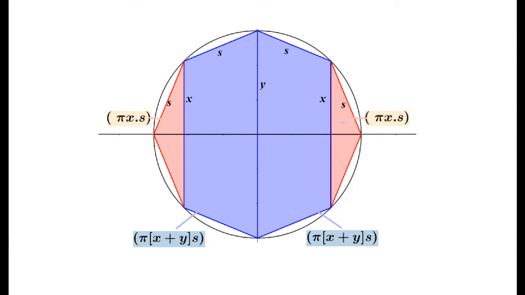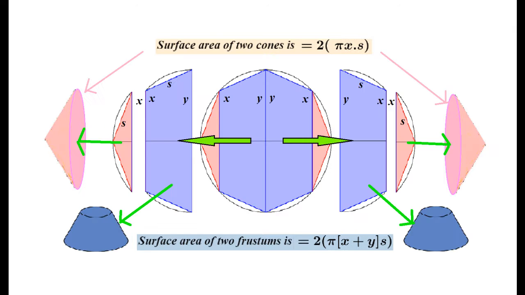Now looking at our diagrams, and using our labels, we can write that the surface area of each cone is equal to pi times x times s, and the surface area of each frustum is equal to pi times x plus y times s. So let us write down the total surface area of our 2 cones and 2 frustums.